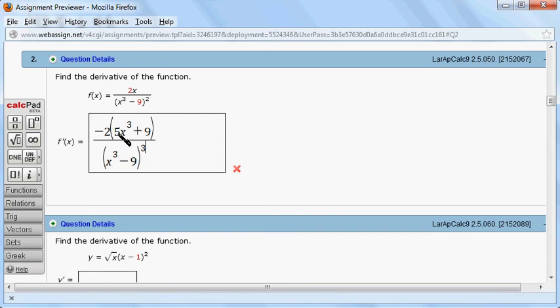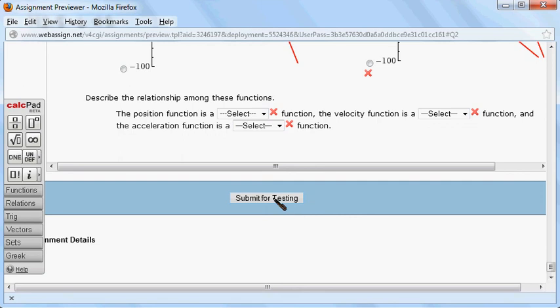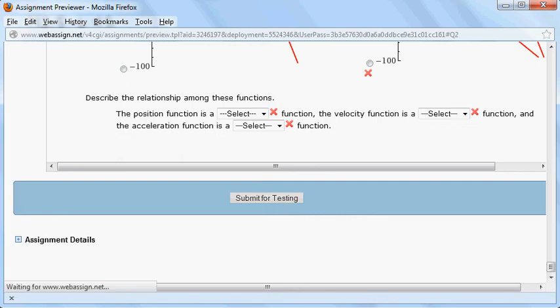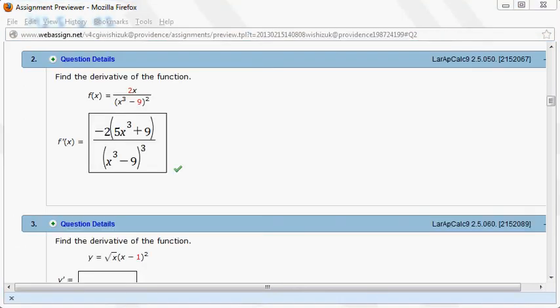All right, so that's that. Let's check the answer. All right, submit. All right, it came back as a correct answer.